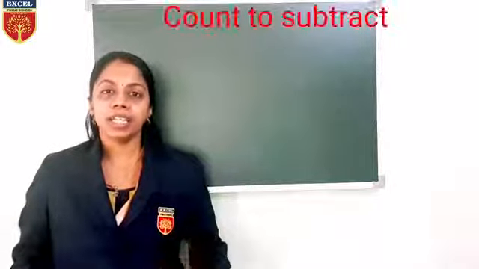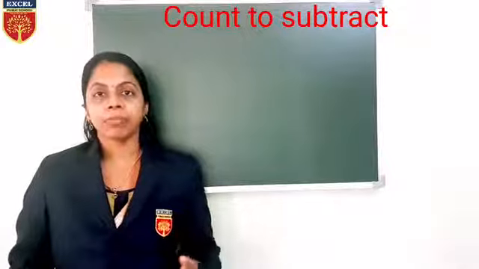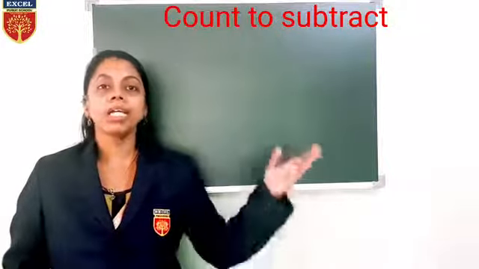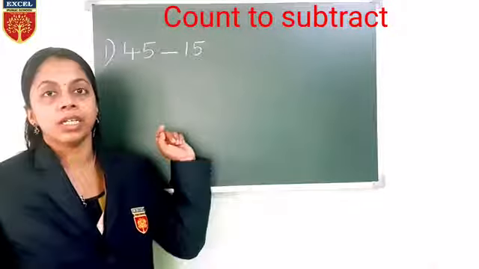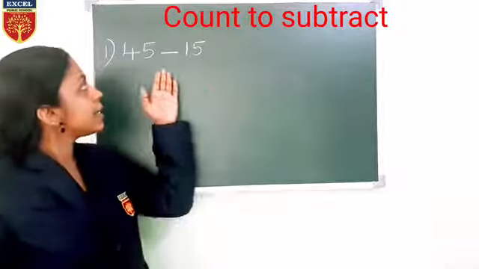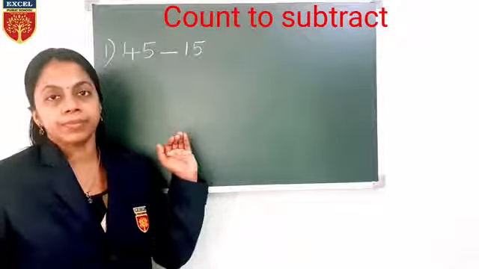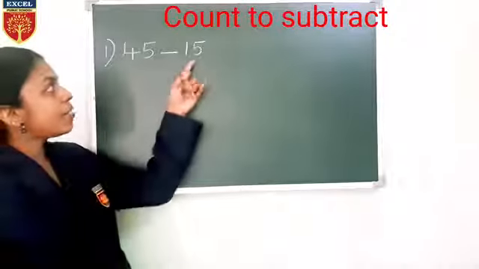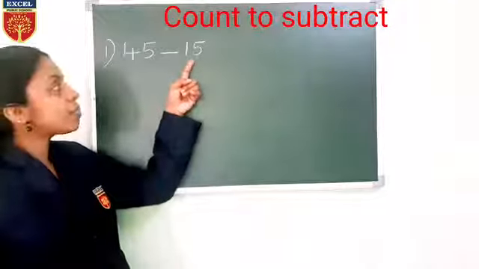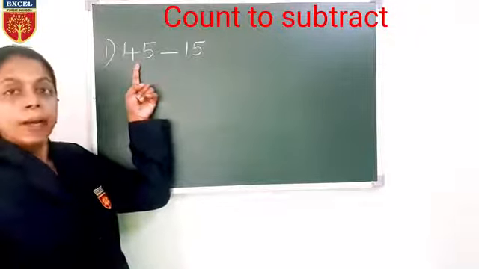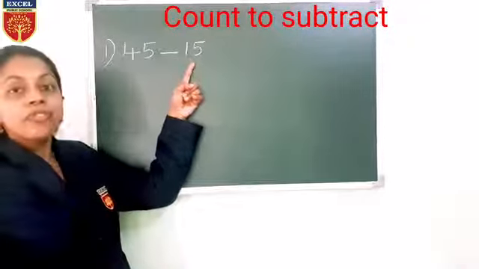Next topic is count to subtract. How to subtract numbers by counting. For example, 45 minus 15. How to subtract this number by counting? There is a method. We need to start counting from this 15. 15 is the subtrahend and 45 is the minuend. So we need to start counting from 15.